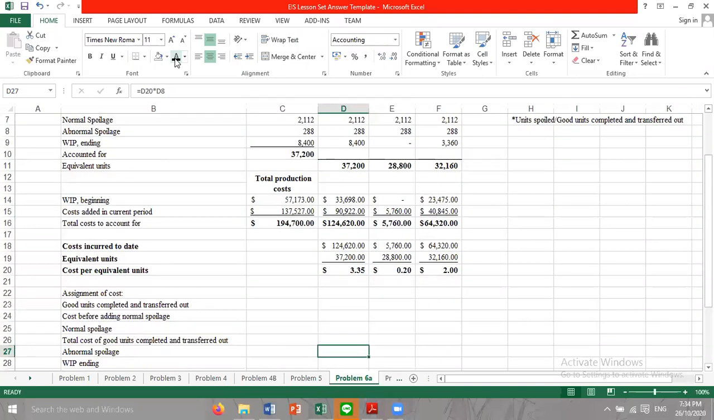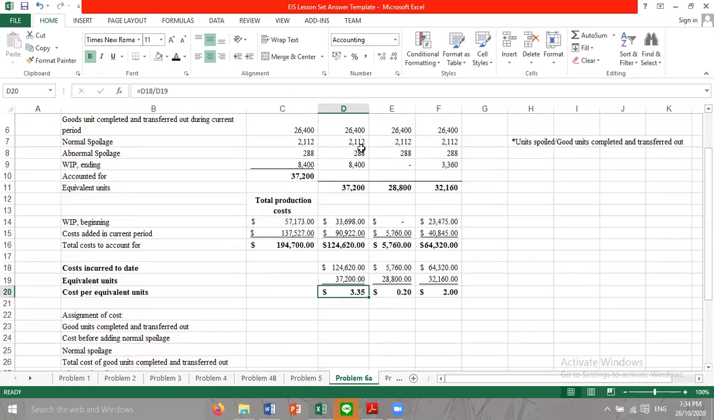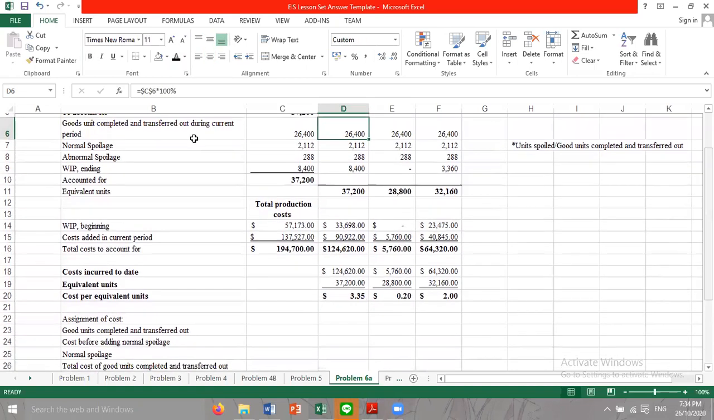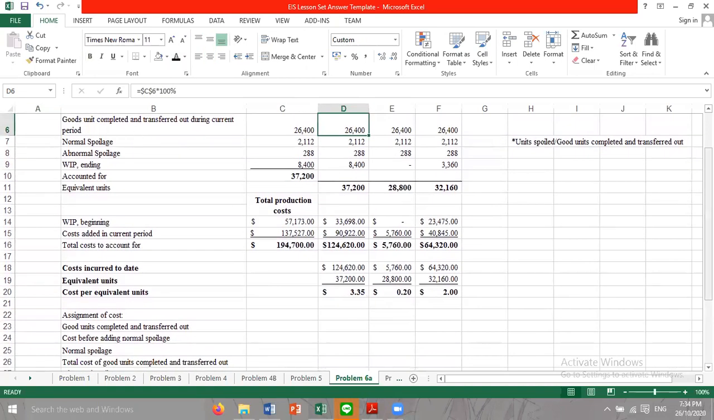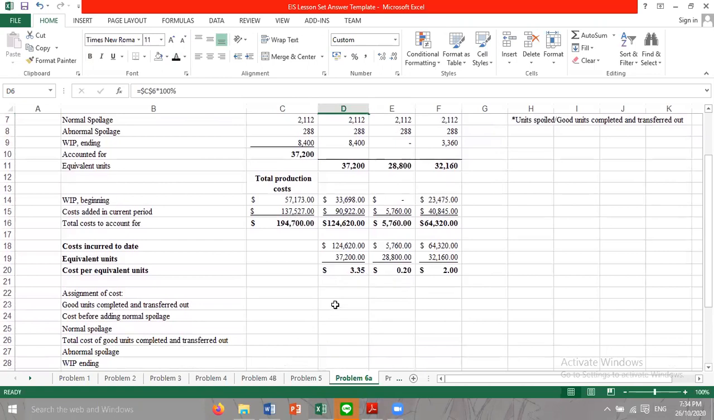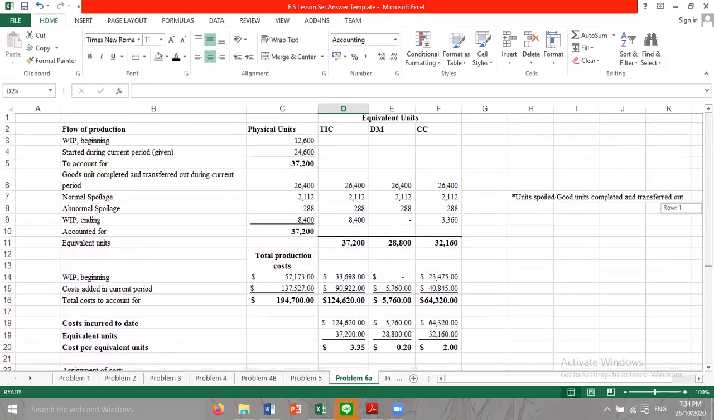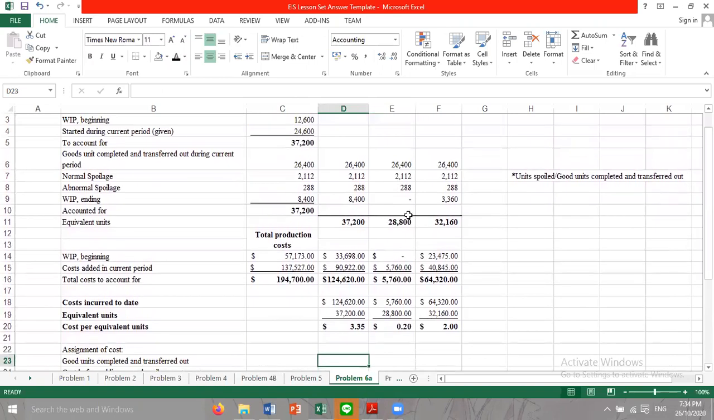Since we already know the cost per equivalent unit, now all we need to do is start assigning the costs. Once again, to assign them, we just need to multiply cost per equivalent unit times the equivalent units based on each category, and based on each account as well. In this case, good units completed and transferred out for transferred in cost have an equivalent unit of 26,400. So we just multiply it by 3.35. We'll get the following.